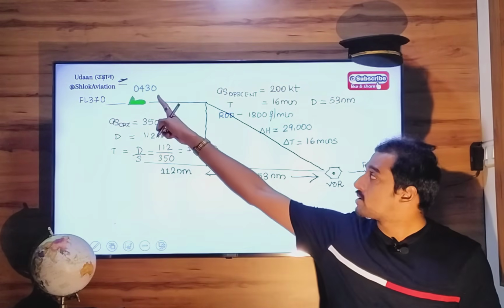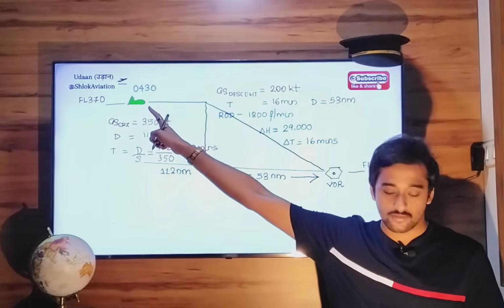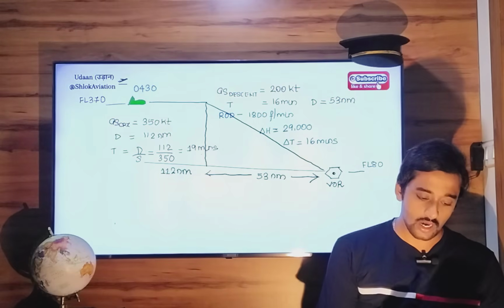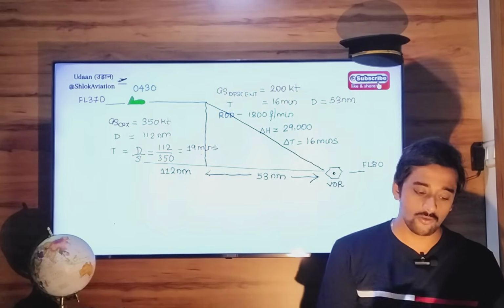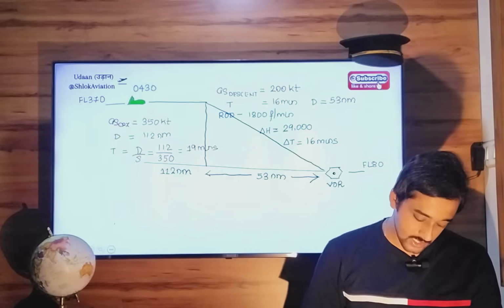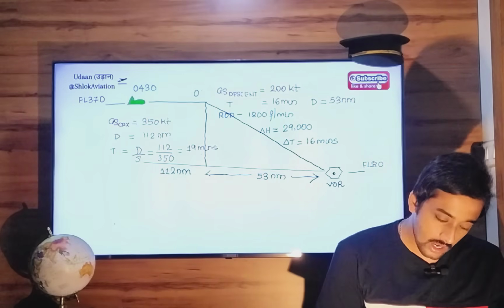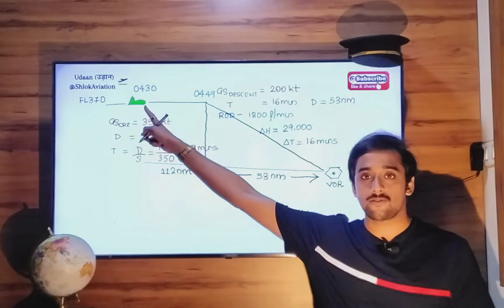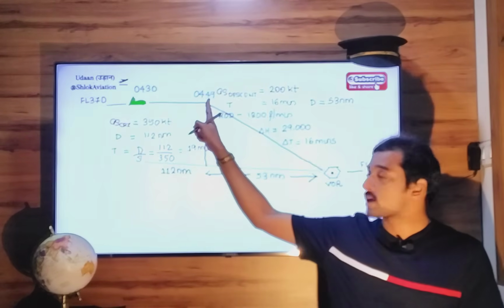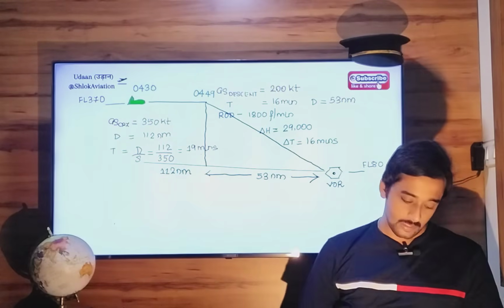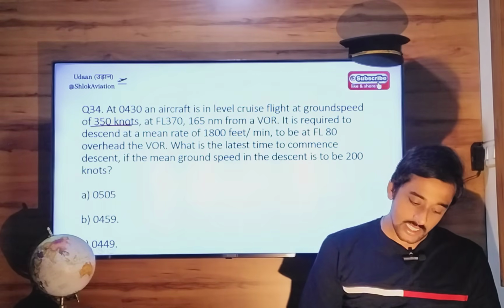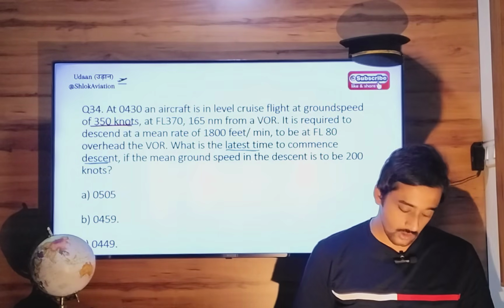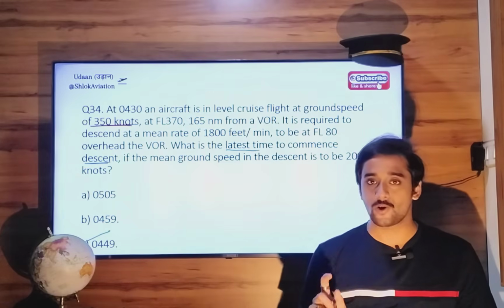So you are at 4 hours 30 minutes here. So 19 minutes plus 4 hours 30 minutes is equal to 4 hours 49 minutes. So that means till 4 hours 49 minutes you will spend your flight time in cruise. At 4 hours 49 minutes you will begin your descent. Okay, so what is the latest time to commence descent? It is Charlie, 4 hours 49 minutes.